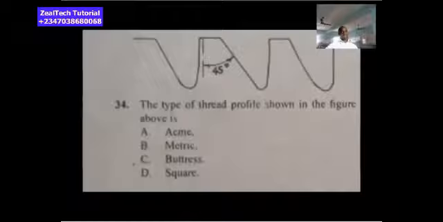Number 34, the type of thread profile shown in the figure is buttress. Acme has a different profile, metric the same thing, square thread a different thing, square looks like squares like this. Acme seems to bend at the corner and have a flat top. While metric is just like a triangle, like a cone that is cut of a frustum. So there are different types. This is buttress thread. Are you getting it? The answer is what? C.